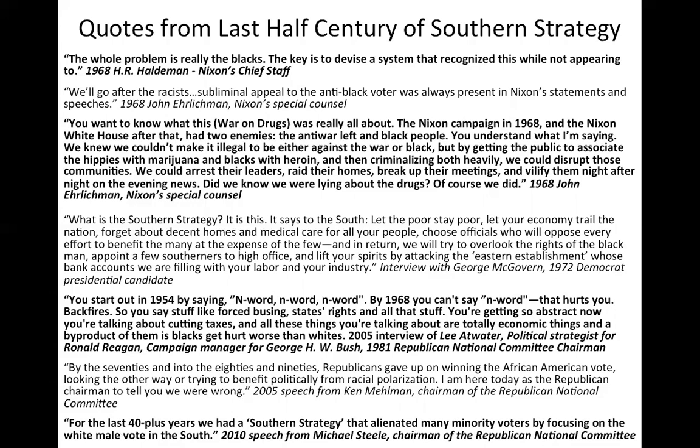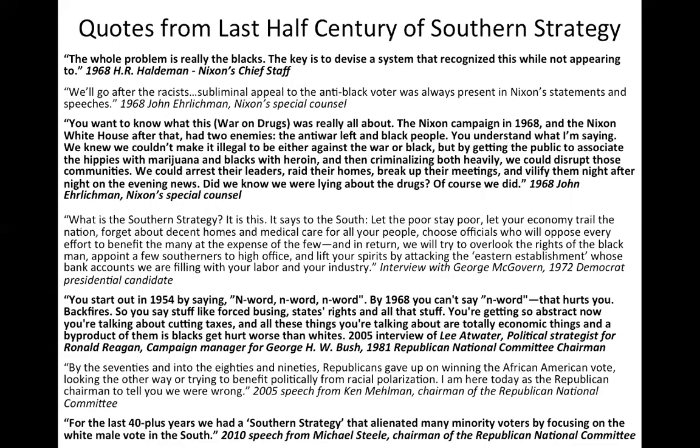Nixon's chief of staff, H.R. Haldeman, wrote in 1968, after Nixon returned to this law and order, Southern, racial dog whistle campaign, "The whole problem is really the blacks. The key is to devise a system that recognizes this while not appearing to."